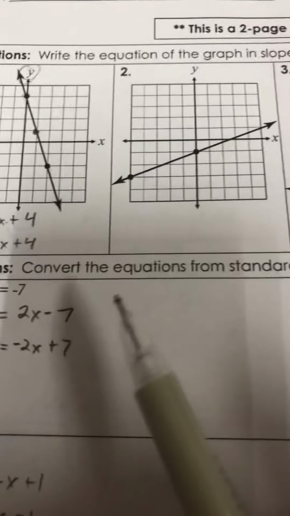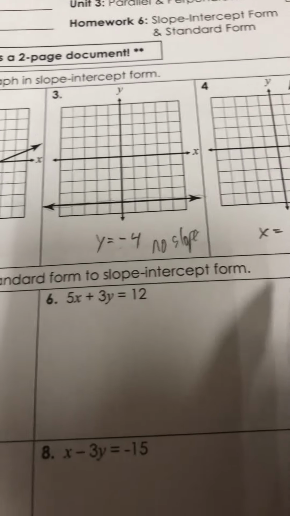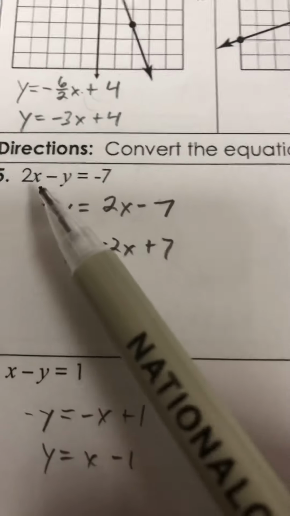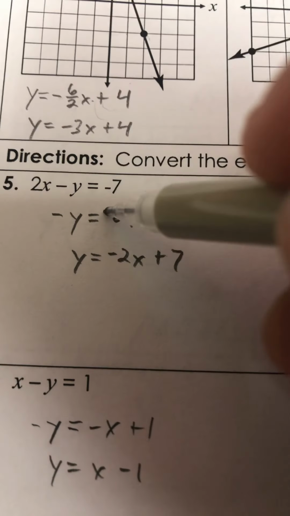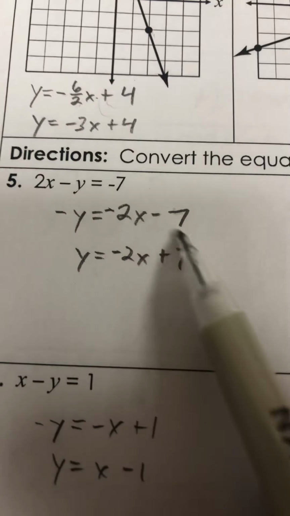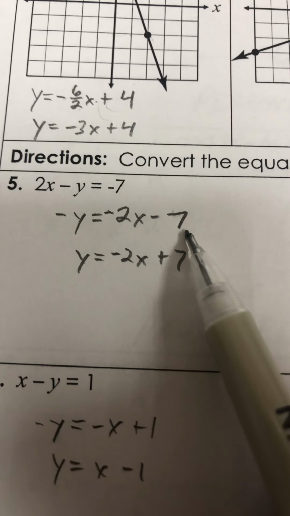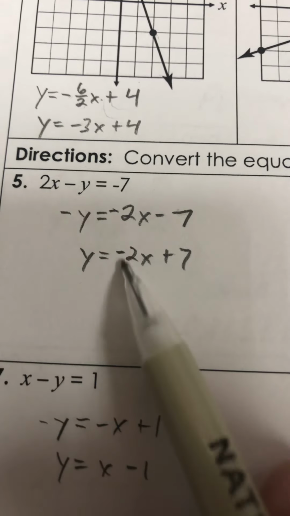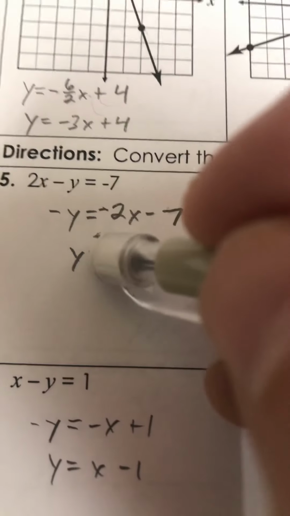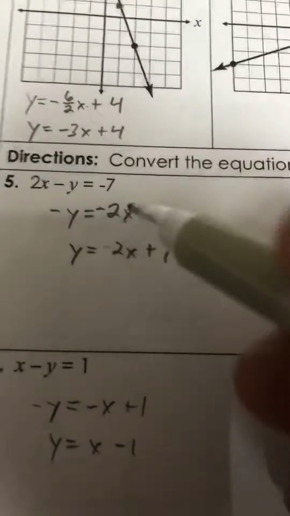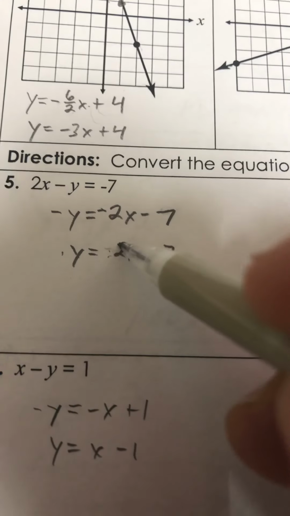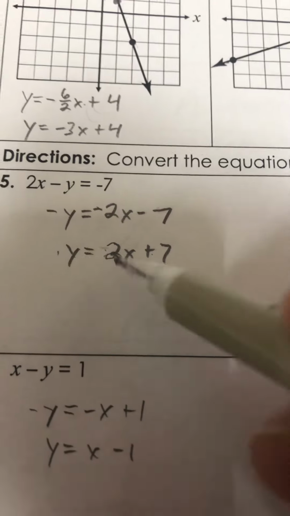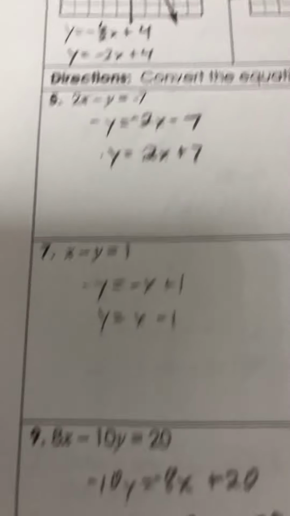Okay, we're to convert the equations from standard form to slope-intercept form. So all I did here was I subtracted 2x from both sides, and I didn't put my minus there to begin with, so that shouldn't be a negative. Then I had to get rid of the negatives, so I changed these signs over on this side. Remember, what you do to one side, you have to do to the other. So it ends up being y equals 2x plus 7.